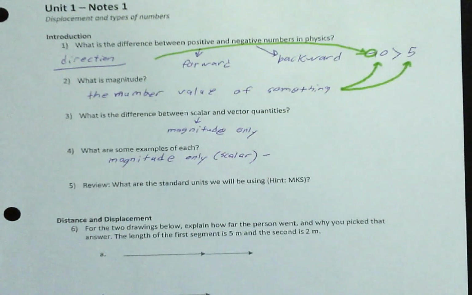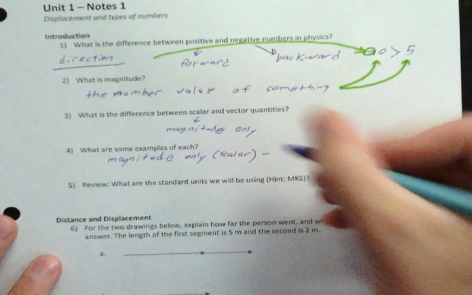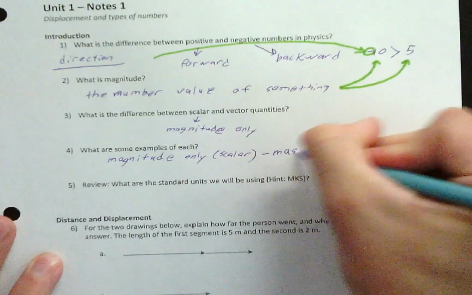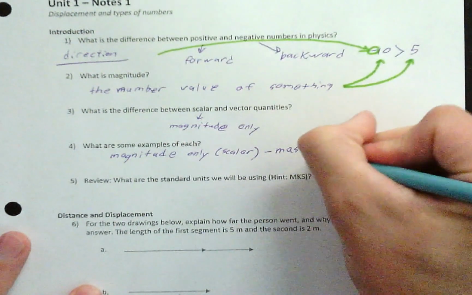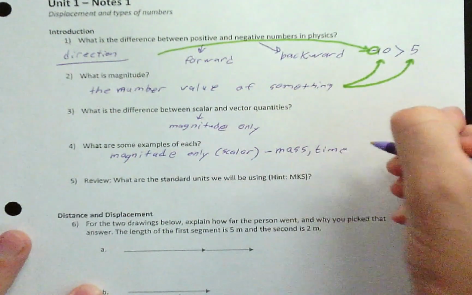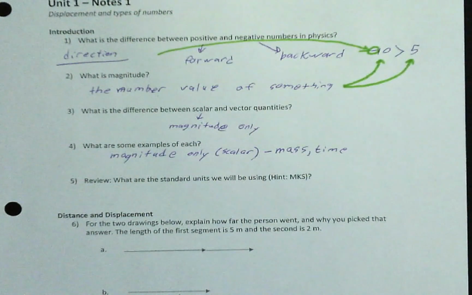Jamal, what do you think? What's something that wouldn't have a direction? Think about you. What's something we can measure about you that doesn't have a direction? Think about standing on a scale. Yes. So your weight or your mass, there's no direction to that, right? It's just a number. That's it. Another good one is time. You can't have backwards time. You can't go backwards in time. So there's no direction to time.